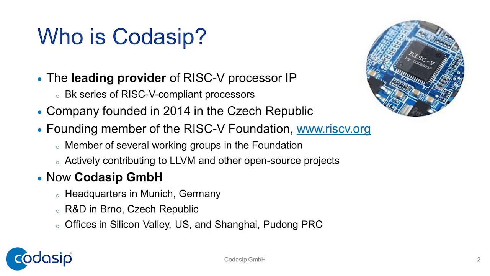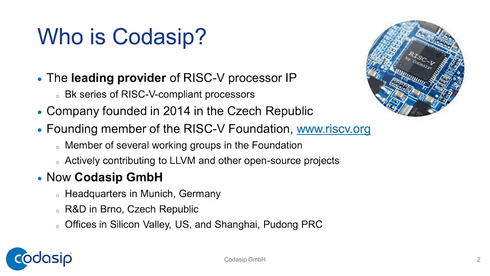Codasip is a leading provider of RISC-V processor IP. We have a family called Berkelium as a tribute to the guys from Berkeley who invented RISC-V in the first place. On top of that, we also have an EDA tool by which you can configure the BK family however you want. I have a slide on that later on.